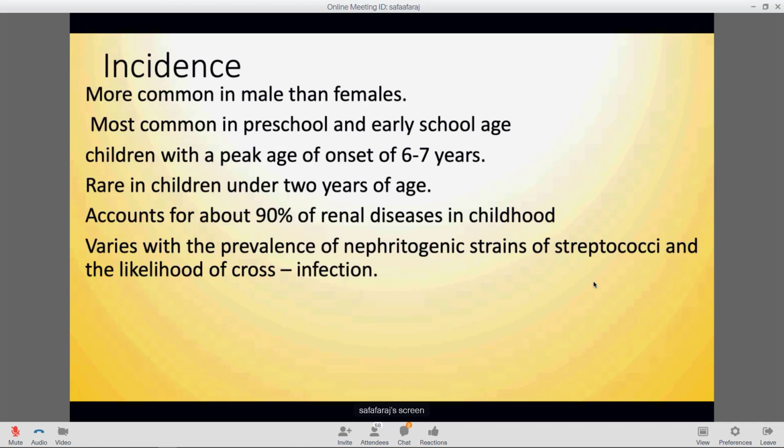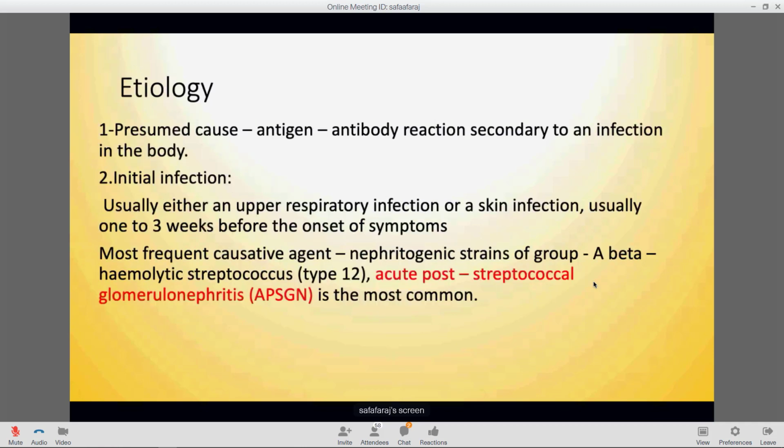I will go back to this slide. It is more common in male than female, most common in the preschool and early school age. That means it is above 4 years. When in children under 2 years, it accounts for about 90% of the renal disease in childhood. It varies with the prevalence of the nephrogenic streptococci and likelihood of cross-infection with skin and throat.